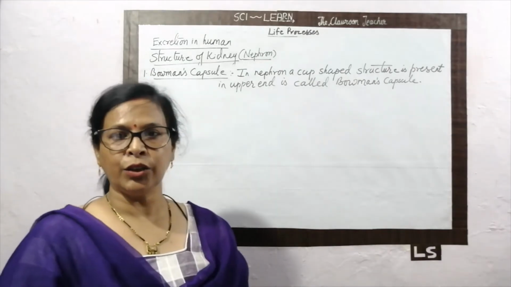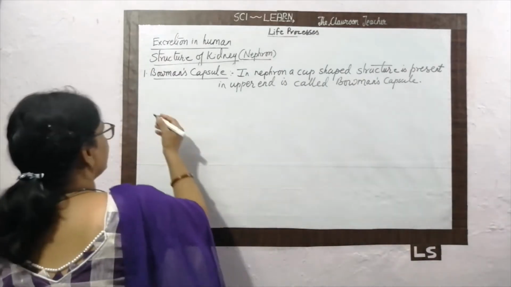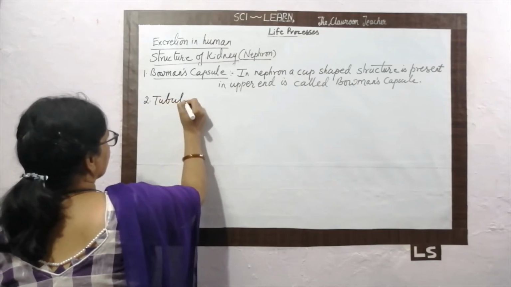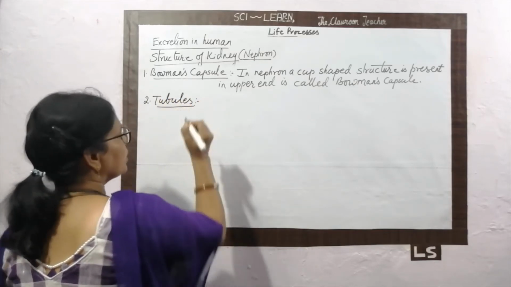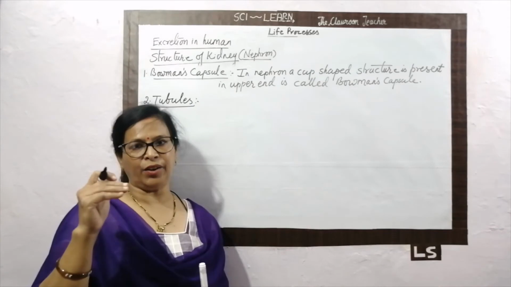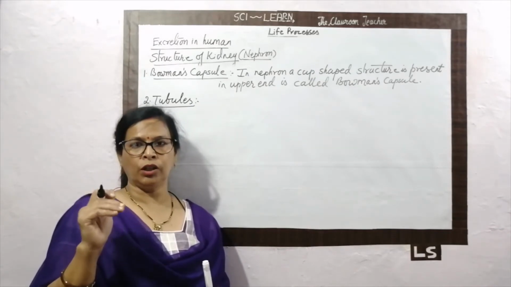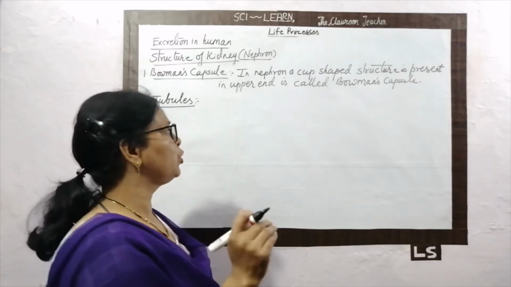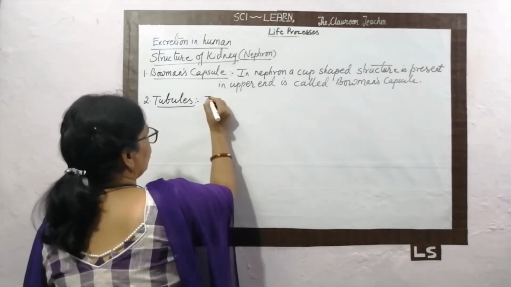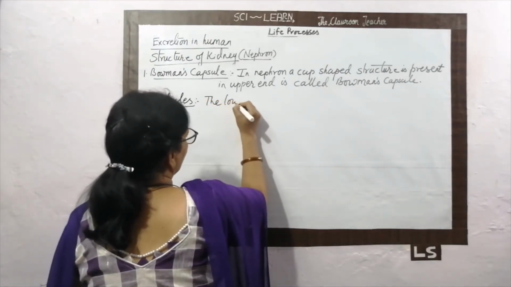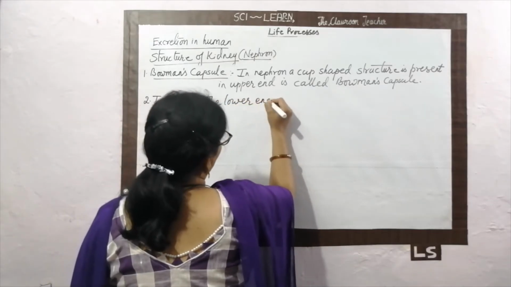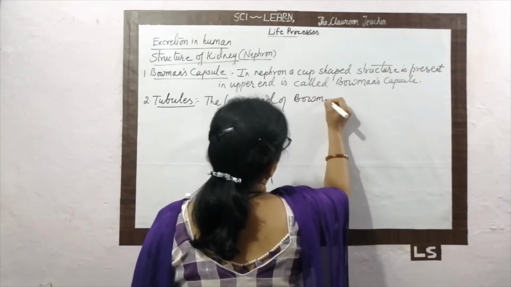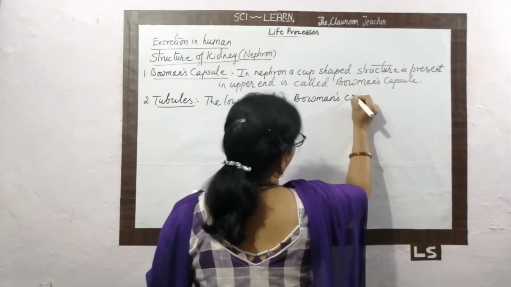The second is the tubules. As I told you, the ascending tubule and the descending tubule. The tubules are present at the other end of the Bowman's capsule. The lower end of the Bowman's capsule is actually the tubules. It is tube-shaped.